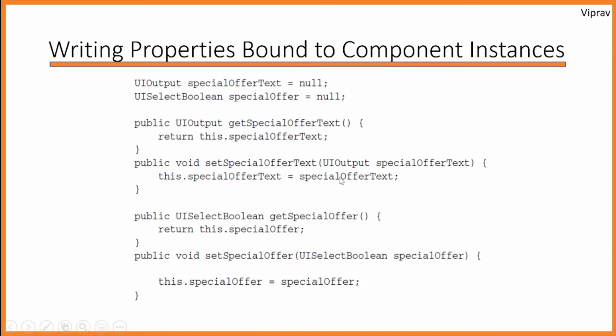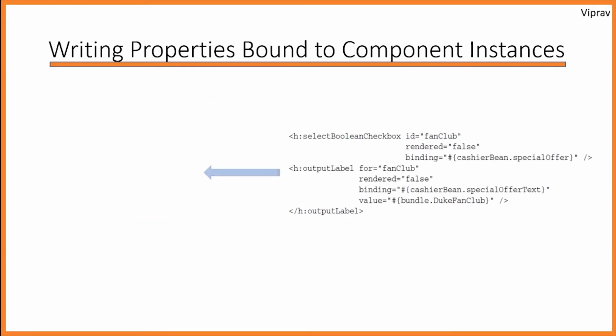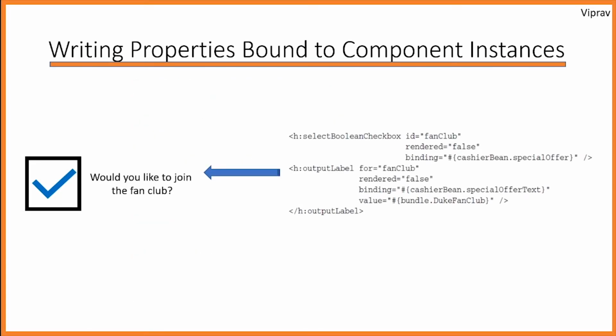Now if the user buys more than $100 worth of books, that will set the rendered value to true. In this case it's false, but it will turn to true if the user buys more than $100 worth of books. It will show up like, would you like to join the fan club, and you can check yes or no for that.